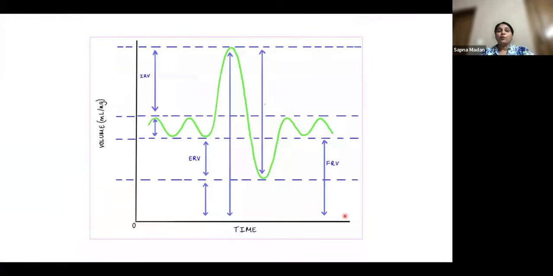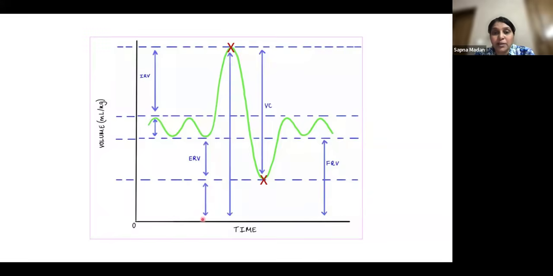So this is a normal spirometry chart. So if you take a deep breath, okay, and then you exhale to the maximum. So take a deep breath and exhale to the maximum. So that is represented by these 2 points. Okay, so what is this? This is your vital capacity. Maximal inspiration and then maximal expiration. So the area between them, this is your vital capacity.